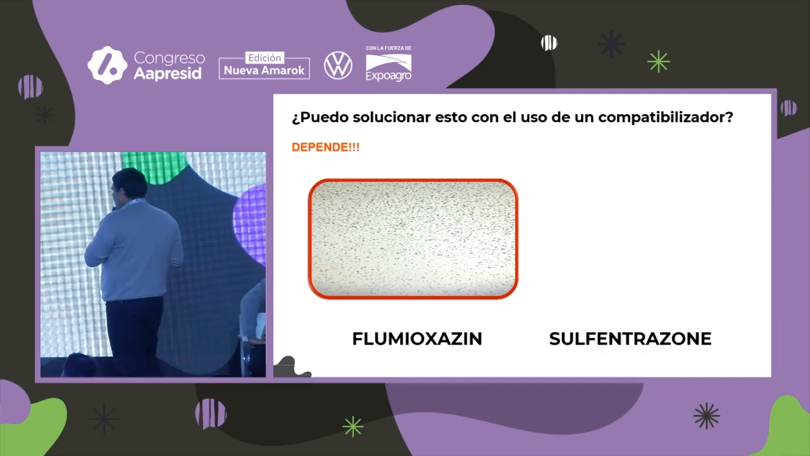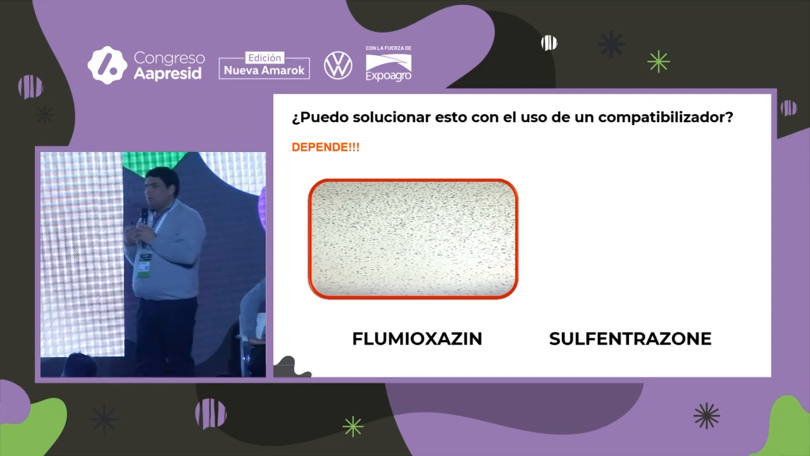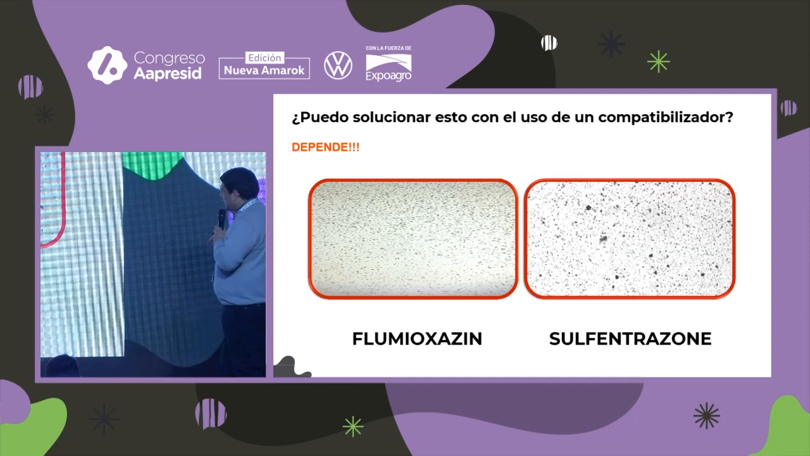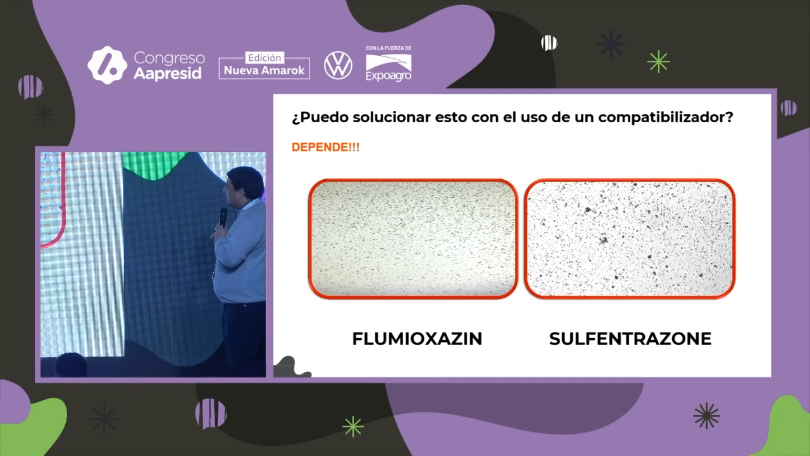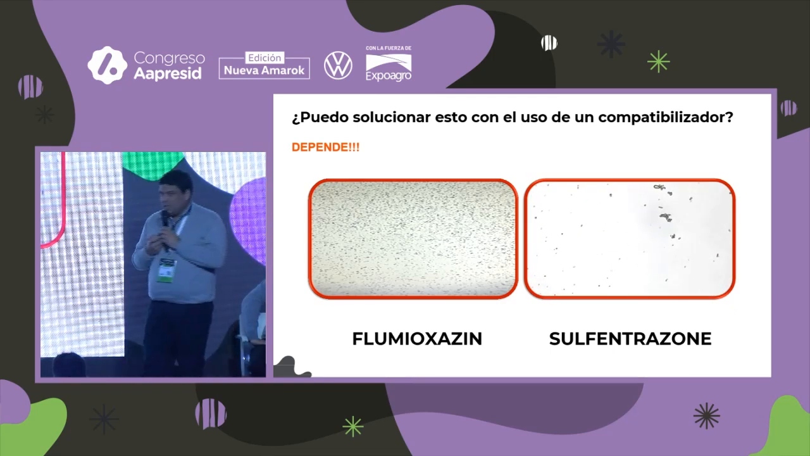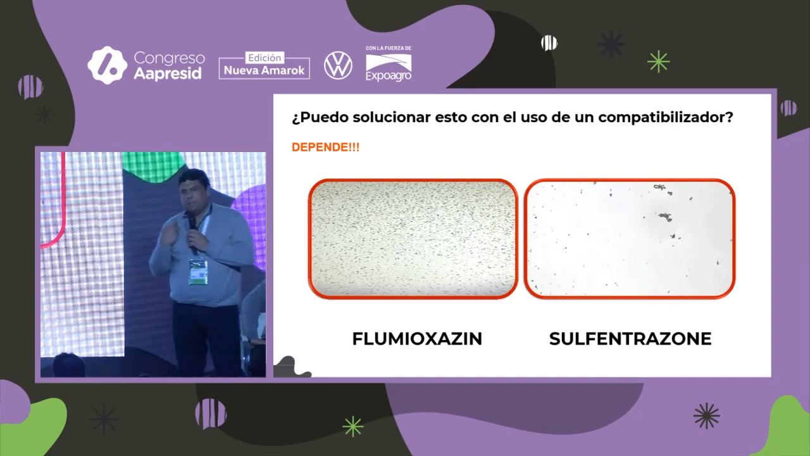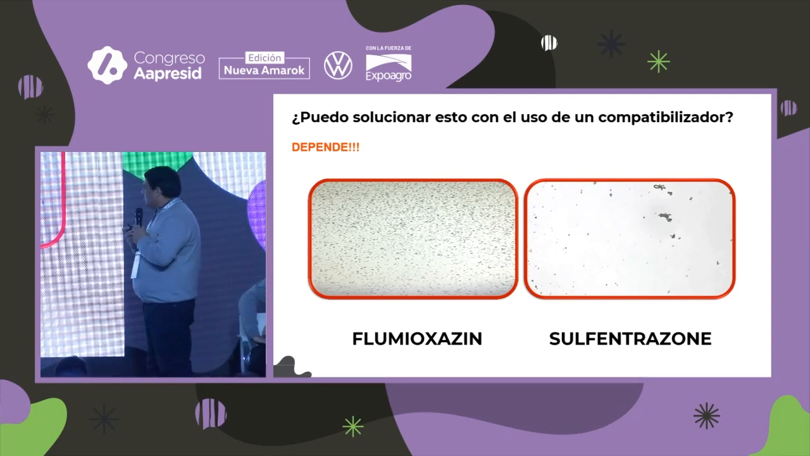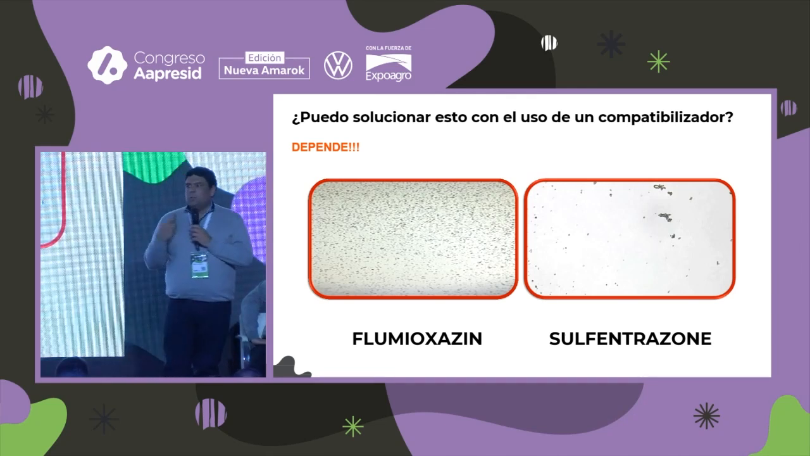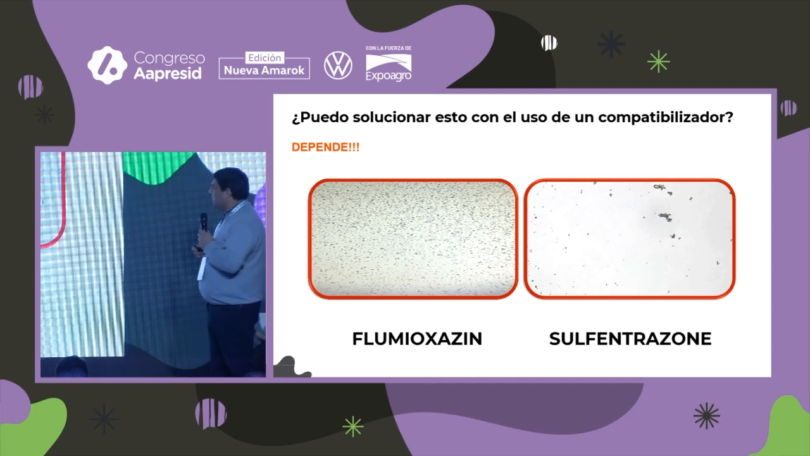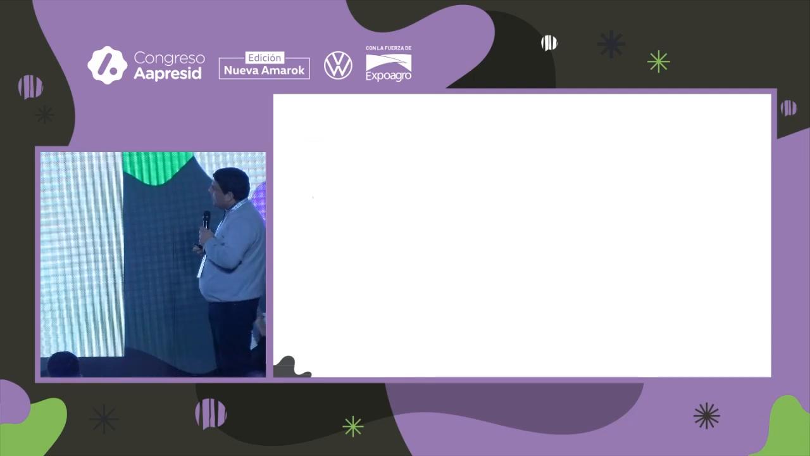Now, when I add a sulfentrazone molecule that affects the pH, if I add a drop of compatibilizer, this is what happens. The crystals disappear, residuality disappears, and the additional problem is that there is phyto on the crop about to be born because there is an overdose of sulfentrazone in molecular status.